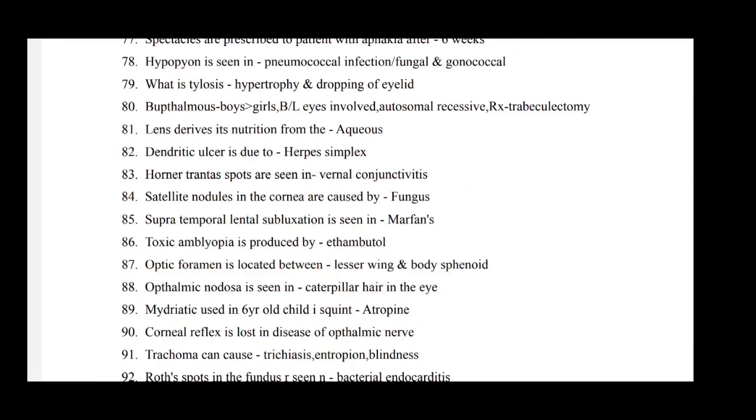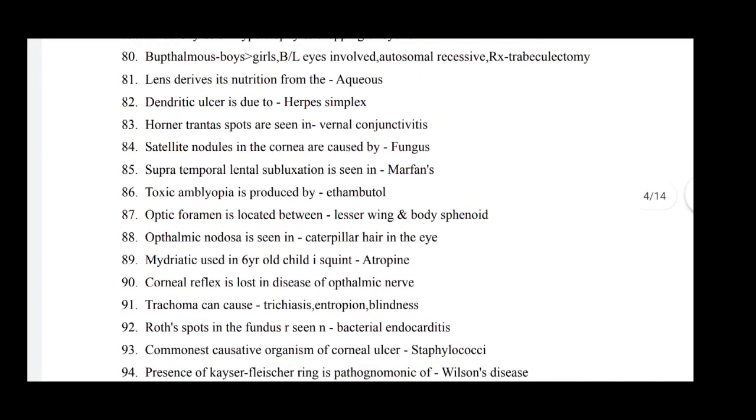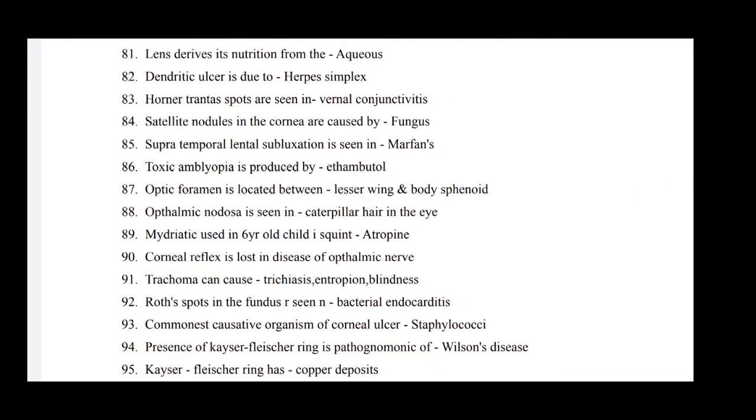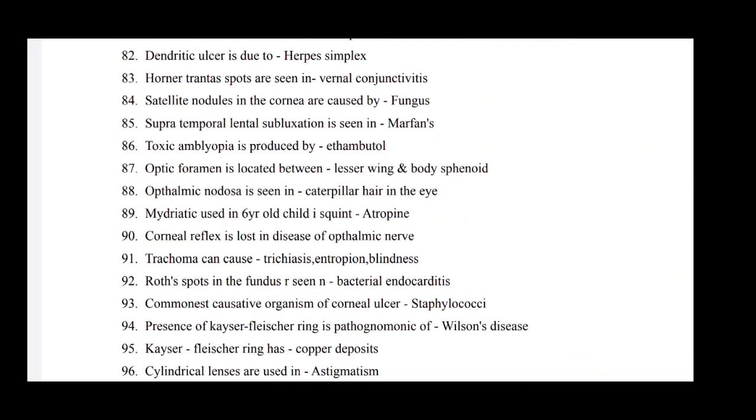Buphthalmos is more common in boys than girls. Bilateral eye involvement, autosomal recessive, treatment is trabeculectomy. Lens derives its nutrition from the aqueous. Dendritic ulcer is due to herpes simplex. Horner-Trantas spots are seen in vernal conjunctivitis.